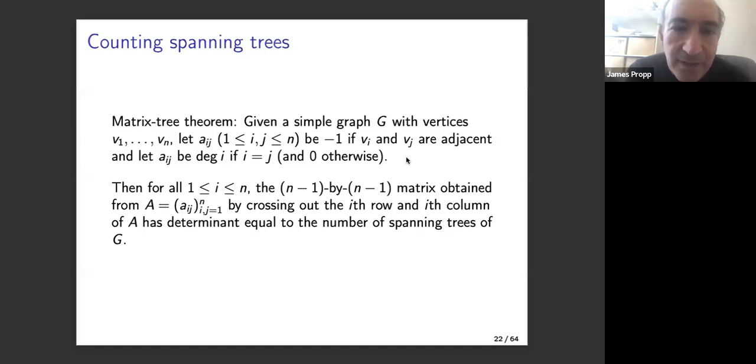Thank you. So then, for all i going from 1 to n, by the way, if you look at the n by n matrix, it has determinant 0. So its determinant doesn't tell you anything. But if you cross out the ith row and the ith column for any choice of i, and take the determinant of that n minus 1 by n minus 1 matrix, it's the number of spanning trees of the graph. That's the matrix tree theorem.